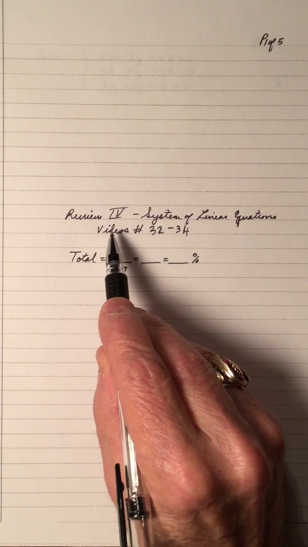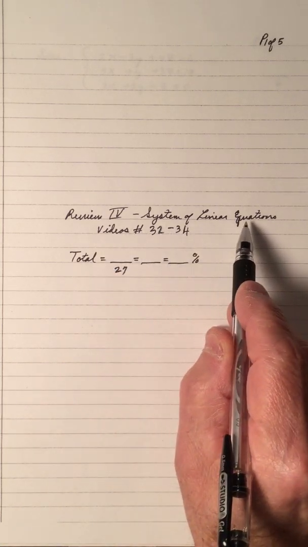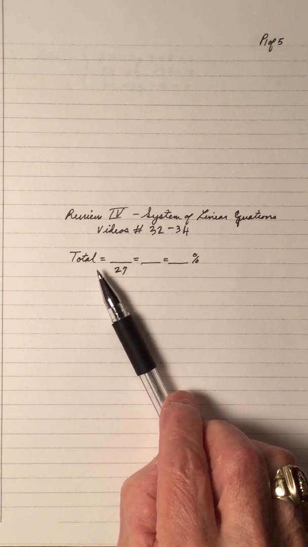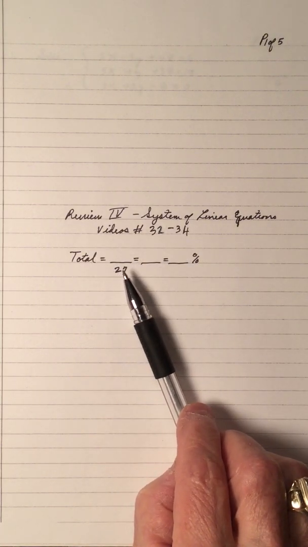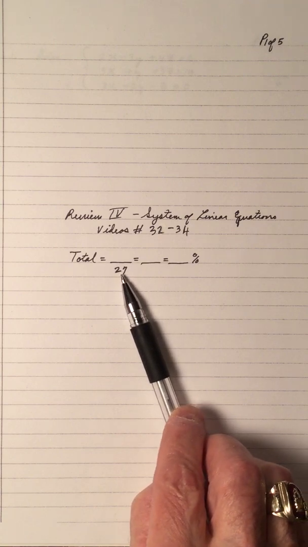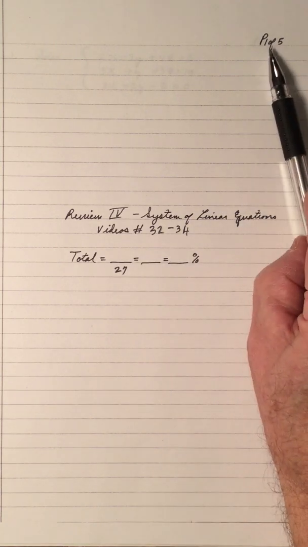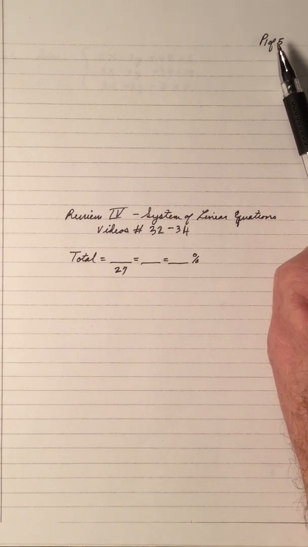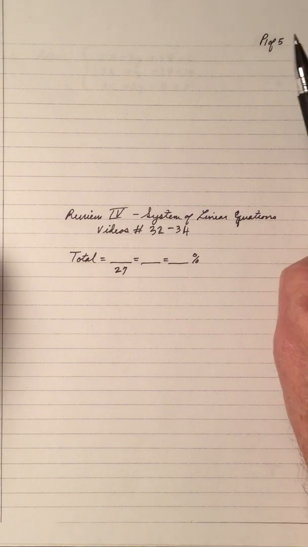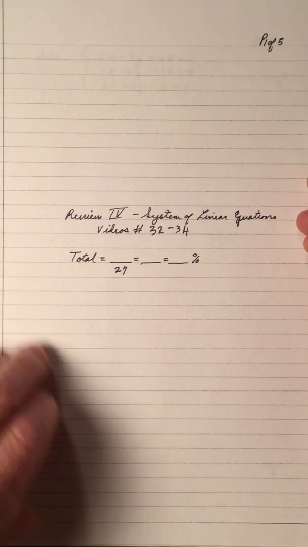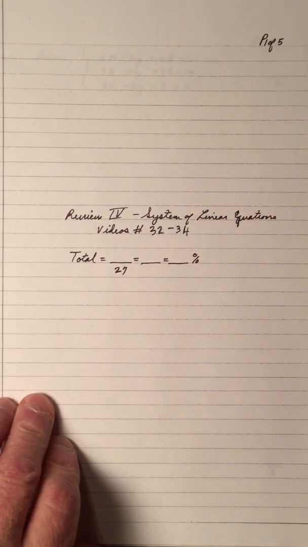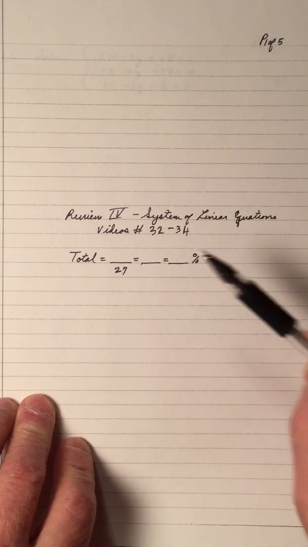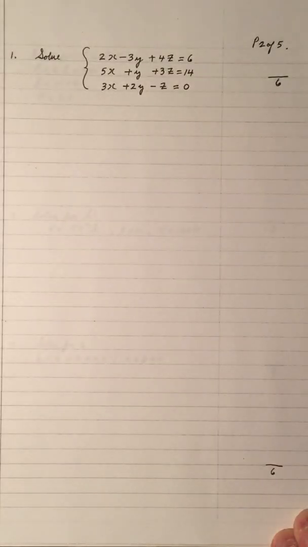This is the final video on this system of linear equations, and my reviews are treated as a quiz if you wish to do it that way, and the mark or the score for this one is 27, and there's one of 5 pages right now. There's 4 more pages to come. And on each page, there's a total at the bottom after you give yourself some marks, and then you total up each page and put that number over 27 and change it to a percent. Let's start.